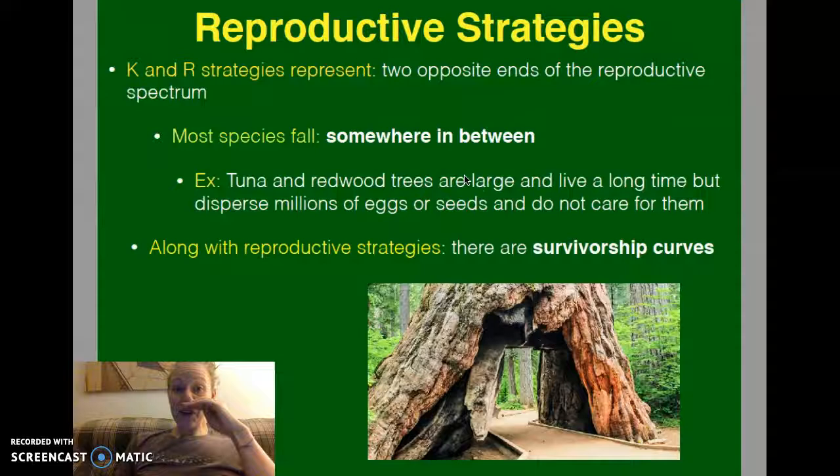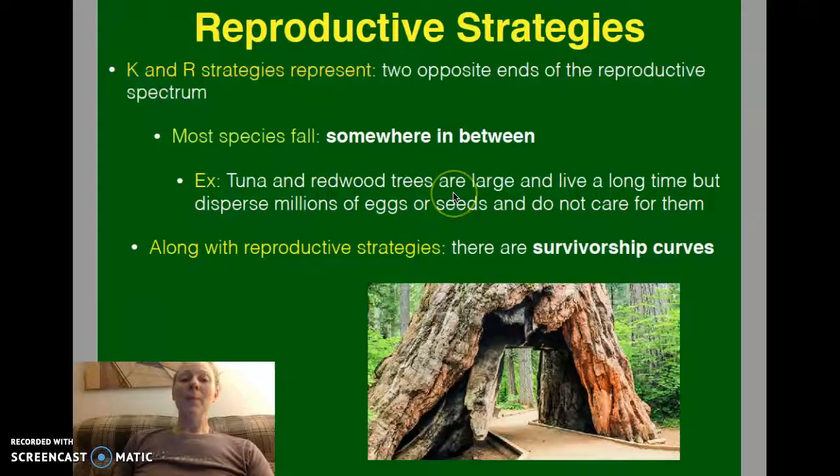And so K and R reproductive strategies are two opposite ends of the spectrum, but nothing in life is so simple or dichotomous, so most species fall somewhere in between. If we look at examples of tuna, which are large ocean fish, and redwood trees, these are large species, and they live a long time, but they disperse millions of eggs or seeds, and they don't take time to care for them. And so to help us understand reproductive strategies, we're going to also discuss survivorship curves.